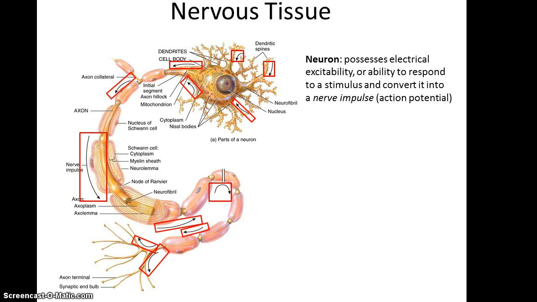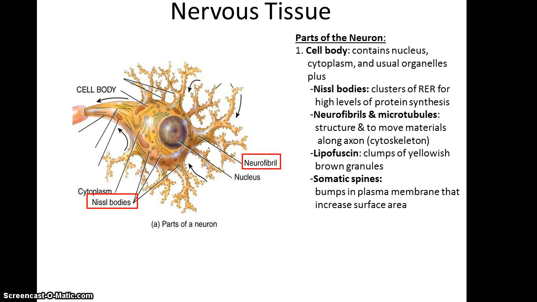So this is a neuron. It has a body with a really, really long tail that's called an axon. It possesses the ability to be electrically excitable. So basically it can send a nerve impulse along, or action potential along its cell membrane to then lead to responses in other cells.